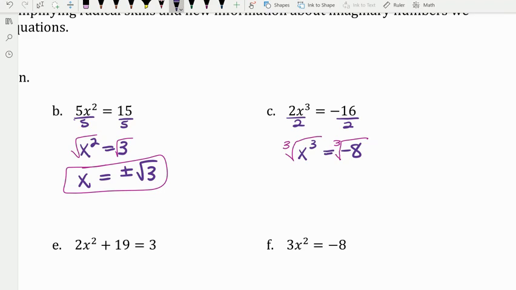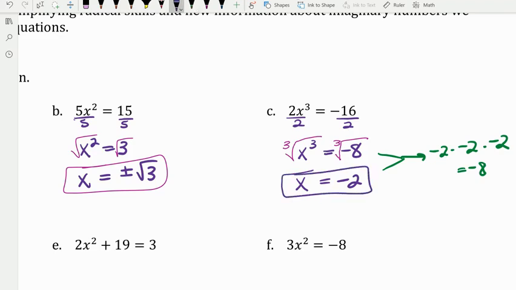Cube root of x cubed is x. And then the cube root of negative 8, remember we're allowed to do a cube root of a negative if there's a negative inside. And the cube root of 8 is 2, and if it was negative 8, then it's negative 2. And remember that's because if I do negative 2 times negative 2 times negative 2, that would equal negative 8, right? We're allowed to have a negative inside a cube root and still get a real answer. That's fine.